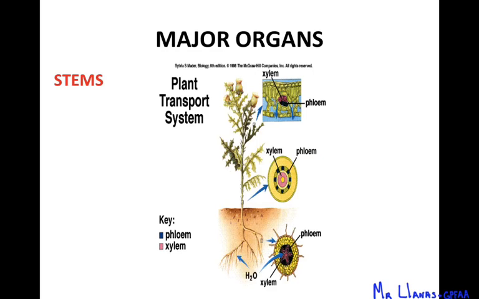Okay, stems don't transport nutrients or water. They have vascular tissue that does that, right? And it runs through the stem, but they're not the ones responsible for moving these nutrients and water. They're just there for support.